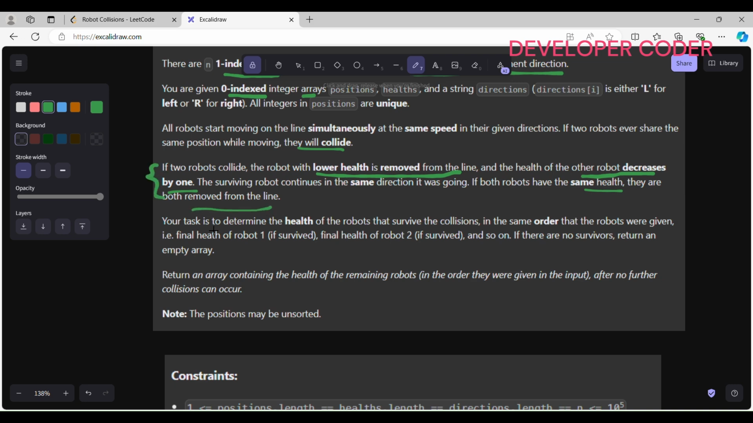Your task is to determine the health of the robots that survive the collisions, in the same order that the robots were given: final health of robot 1 if survived, final health of robot 2 if survived, and so on. So we have to maintain the order of their health in the end. If there are no survivors, we return an empty array. We return an array containing the health of the remaining robots in the order they were given in the input, after no further collisions can occur. The positions may be unsorted.